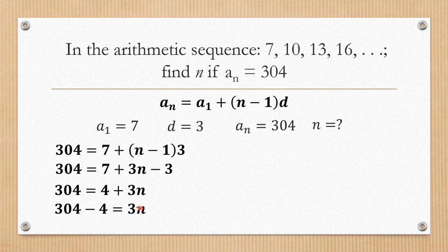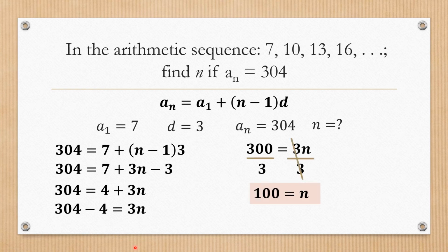Then we have 304 minus 4 equals 3n. So 300 equals 3n will be the resulting equation. Dividing both sides of the equation by 3, the value of n is equal to 100. So it means that 304 is the 100th term of the arithmetic sequence 7, 10, 13, 16, and so on.